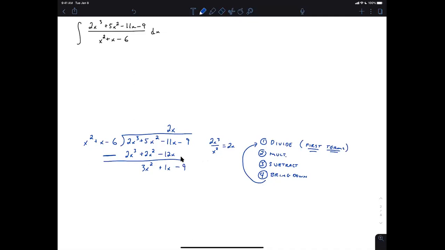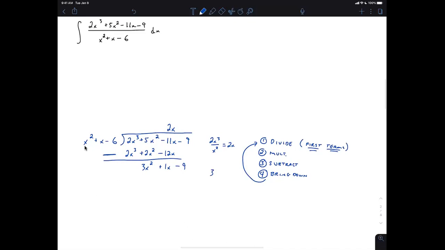Okay, then we divide again. We divide the first term we're dealing with now, 3x squared, by the first term in the divisor, x squared. That's 3. The division answers again go on the top, lined up with whatever power of x we're dealing with. That's x to the 0, so we line it up with the 9, which is also x to the 0, and we put a sign with it. If it's plus 3, put plus 3. If it's negative, put minus instead.